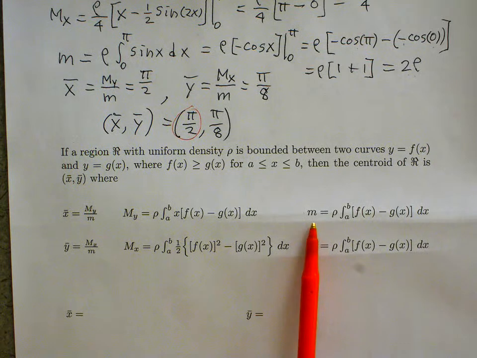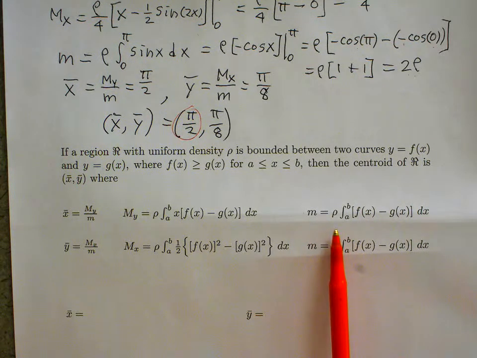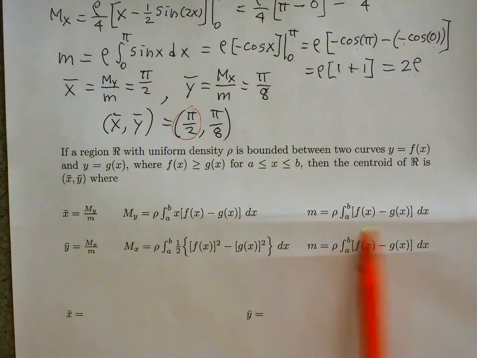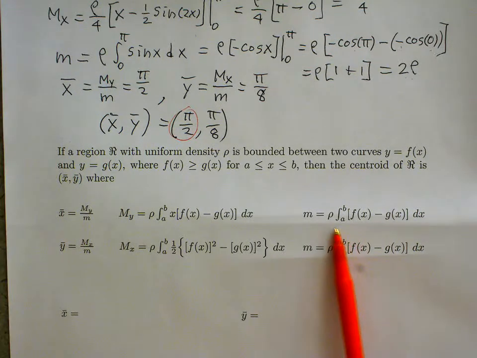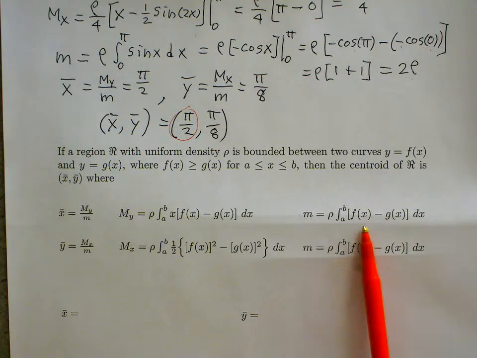And then the mass is just rho times the area of that region. So the area of the region bounded by f of x and g of x, if f of x is greater than or equal to g of x, is just the definite integral from a to b of f of x minus g of x. So that's what we expect.